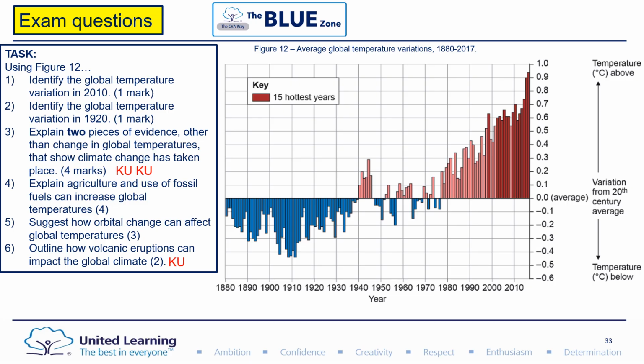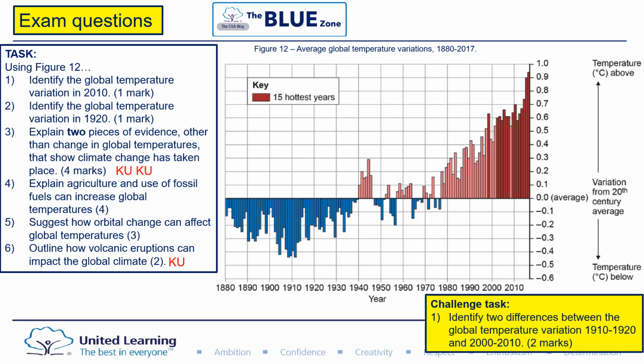Number 4, explain how agriculture, so farming and the use of fossil fuels, can increase global temperatures. Again, KU. Number 5, suggest how orbital change can affect global temperatures. Say what orbital change is, how does it lead to the change in temperatures, KUU. And then outline how volcanic eruptions can impact the global climate, KU. So pause the video here, complete your 6 questions.